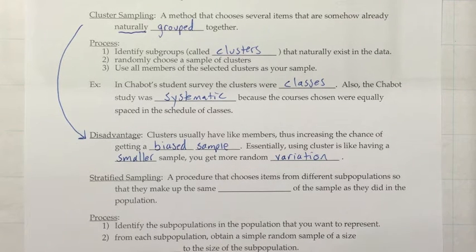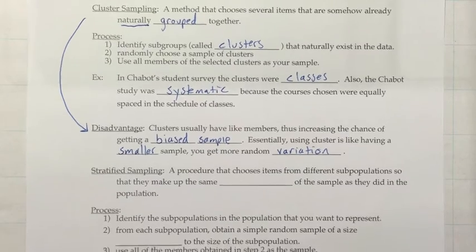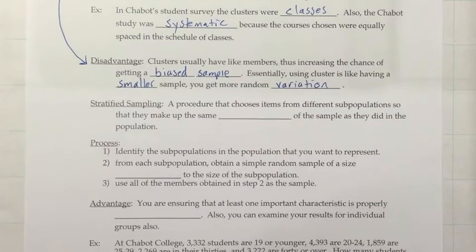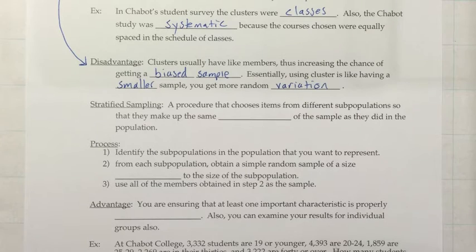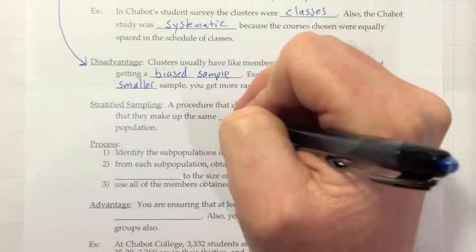All right, the final alternative is called stratified sampling. This is a procedure that chooses items from different subpopulations so that they make up the same proportion of the sample as they did in the population.